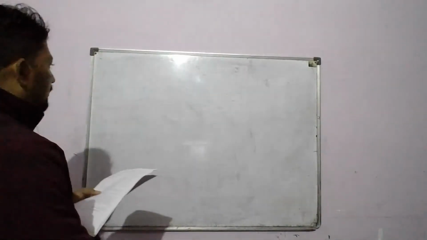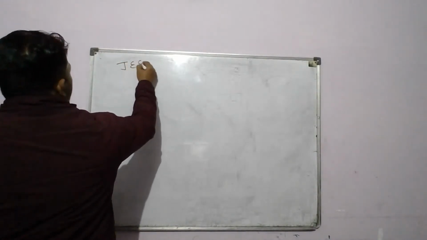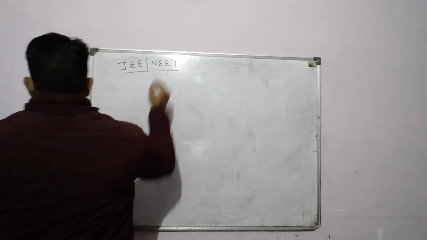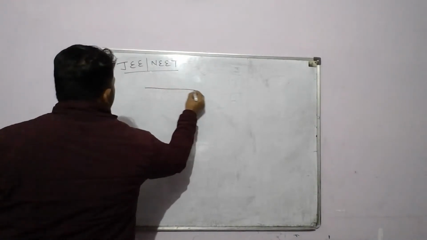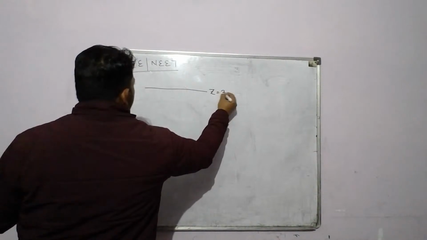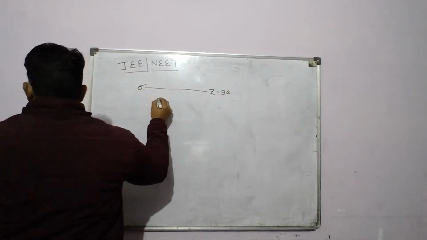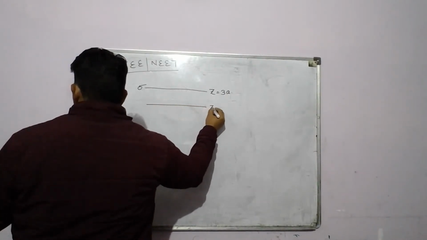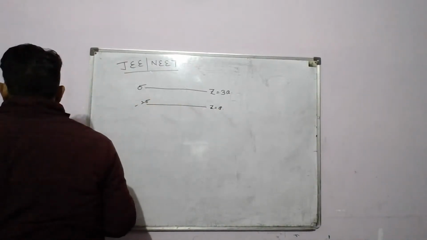This question paper is given for JEE or NEET students. The question is given here: at Z is equal to 3A, sigma is the charge density given, and there is another sheet at Z is equal to A with minus 2 sigma density given.